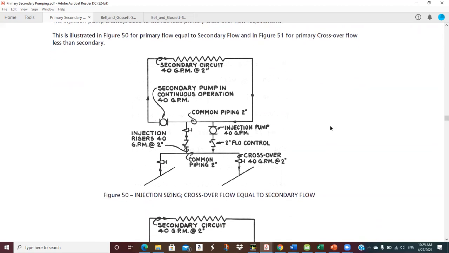Okay, so let me see. This one, we've got 40 GPM every place. We've got 40 GPM in the crossover, so we've got 40 GPM up here in the secondary. And so when this pump runs, we're going to pull all 40 GPM out of the secondary. We're going to put it here into the return side of the crossover, which will pull all 40 GPM up into the secondary. So this is probably going to be a chilled water type application. So my primary temperature and my crossover temperature is going to be the same as my secondary temperature. And everything is sized 40 GPM, they're saying that's 2-inch pipe. So I've got 2-inch pipe, 2-inch valves, 2-inch flow controls. I've got 2-inch everything in here, 2-inch common pipe. Okay, so that's the equal.